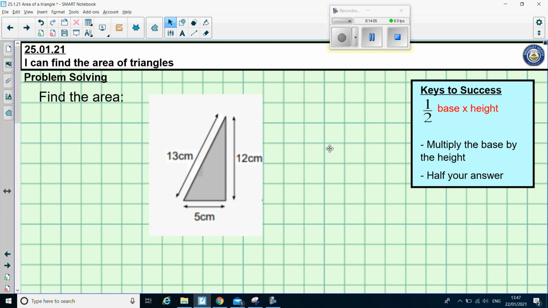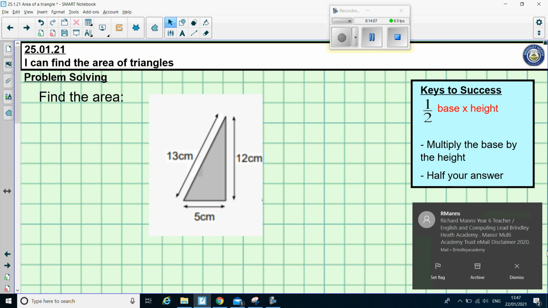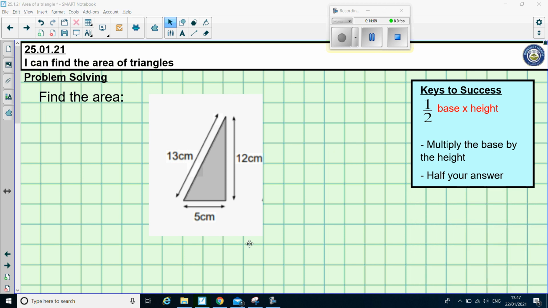So I've been telling you throughout this lesson that we need to find the area of a triangle, we do the base times the height. But in this picture, they've given you 3 different measurements. So I want you to pause the video and decide which 2 measurements you're going to use, because we don't need the 3rd one. So pause the video and I want you to think about which 2 measurements we should use.